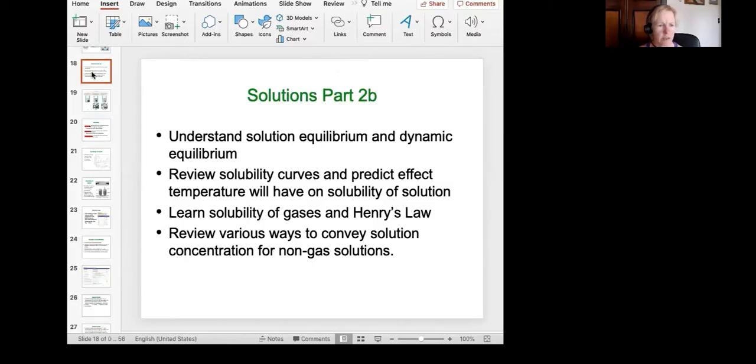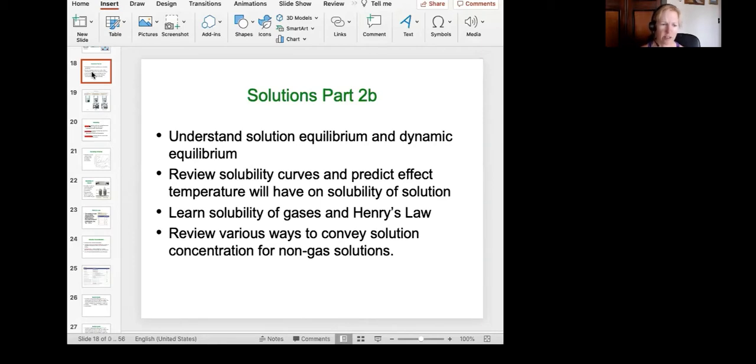So we're going to start looking at solution equilibrium or dynamic equilibrium. We're going to look at some solubility curves. We're going to look at solubility of gases. And so solubility of gases is much different than liquids and solids because now we have to consider pressure and the effect that pressure is going to have on that gas in a solution.